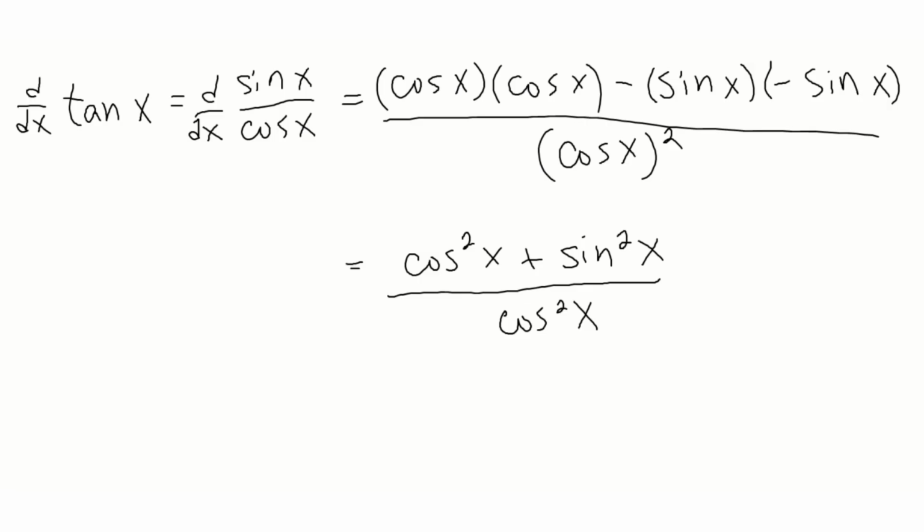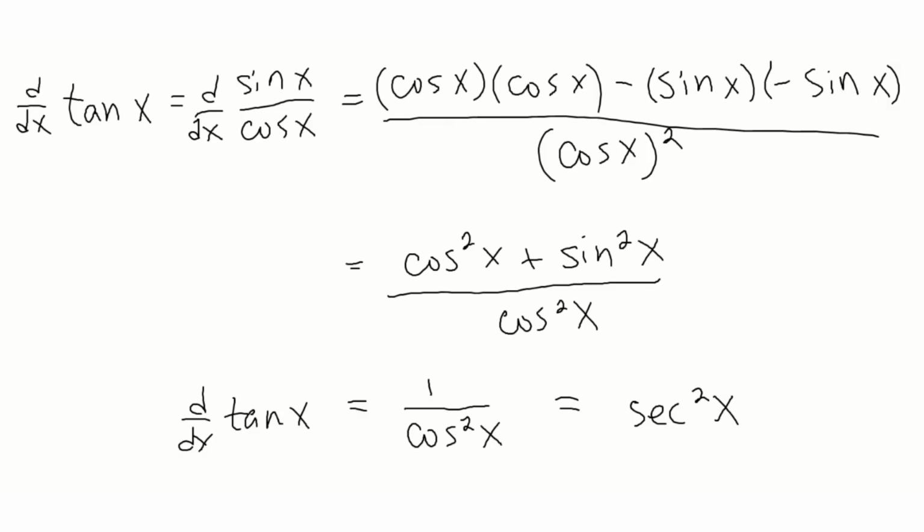And since sine squared plus cosine squared equals 1 by the Pythagorean identity, the numerator becomes 1. We have 1 over cosine squared x, which is the same as secant squared x. So the derivative of tangent of x is secant squared of x.